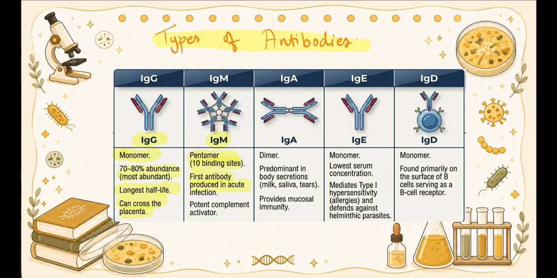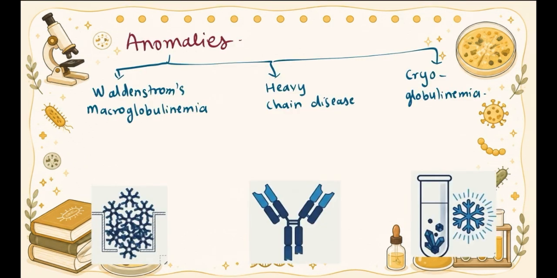Then we have IgA, which exists as a dimer and is the predominant defender in our body's secretions, providing absolutely crucial mucosal immunity. IgE is heavily involved in mediating type 1 hypersensitivity, which we know as allergies, and it actively defends against parasitic worms. And lastly, IgD, which primarily just sits right on the surface of B cells, serving as a critical cellular receptor.